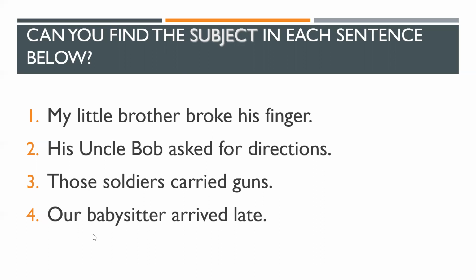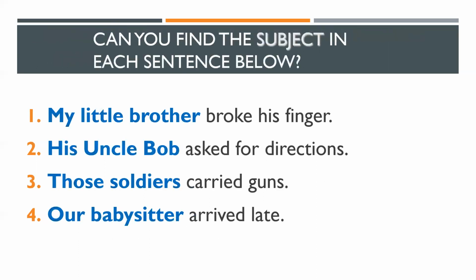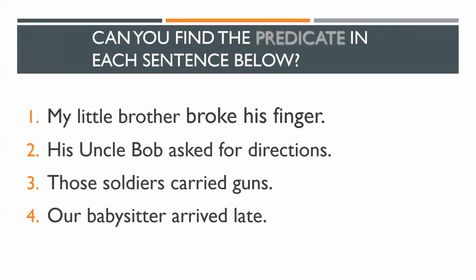Okay, so the subject of this sentence is our babysitter, and then the predicate is arrived, and then the information is late. Like this one, and then you can now find the predicate of each sentence below. So for the first one, my little brother, and then you have broke, verb 2. And then his uncle Bob, and then you have us for the directions. You have us, and then verb 2, right? The next one is those soldiers carried guns. Carried guns means you have verb 2 also. And then our babysitter arrived, also verb 2.